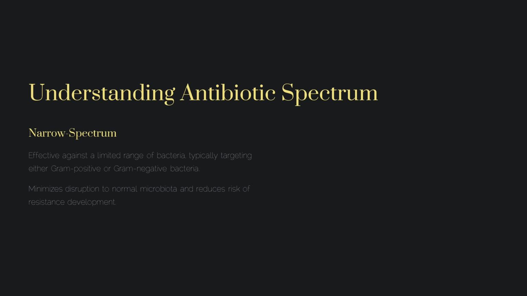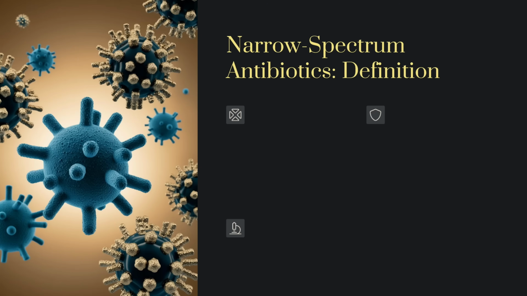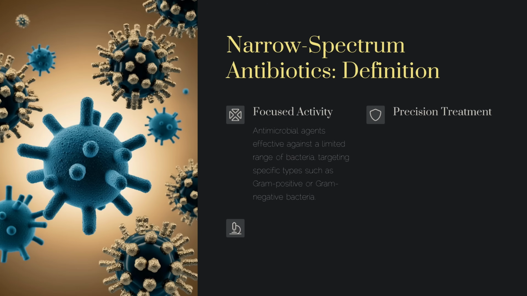Mechanism of action of narrow spectrum antibiotics. They act by targeting specific bacterial processes or structures that are unique to the bacteria they are designed to combat. Their mechanism may include inhibiting cell wall synthesis. For example, penicillin G for gram-positive bacteria is a cell wall synthesis inhibitor.